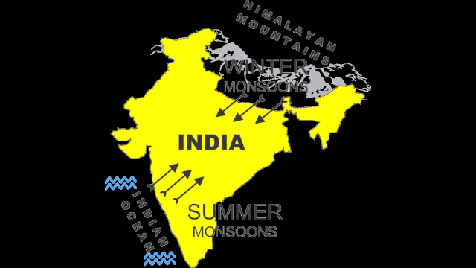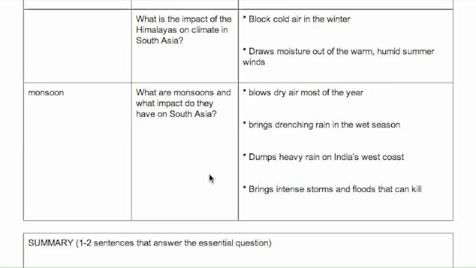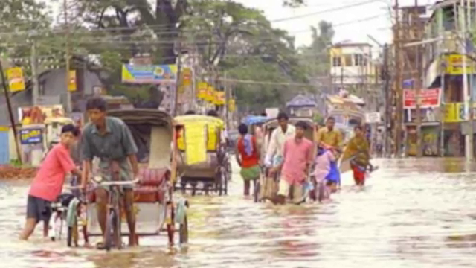The warm wind of the southwest monsoon picks up moisture from the Indian Ocean. It dumps heavy rain on India's western coast, the northern plains in the northeast, and on the west coast of India, the western Ghats block this moisture, so the land to the east of the Ghats has a semi-arid climate. Remember we talked about that's called the rain shadow? The southwest monsoon can bring intense storms and floods.